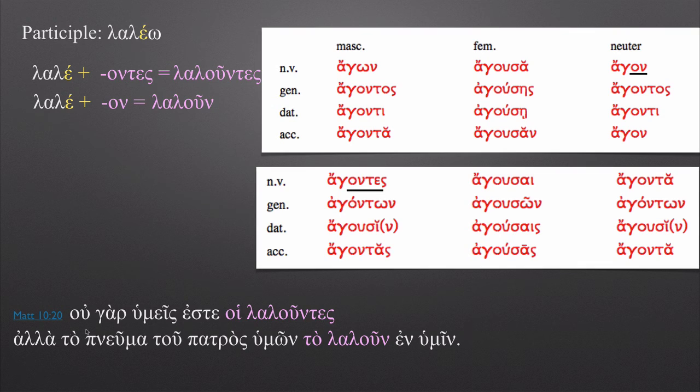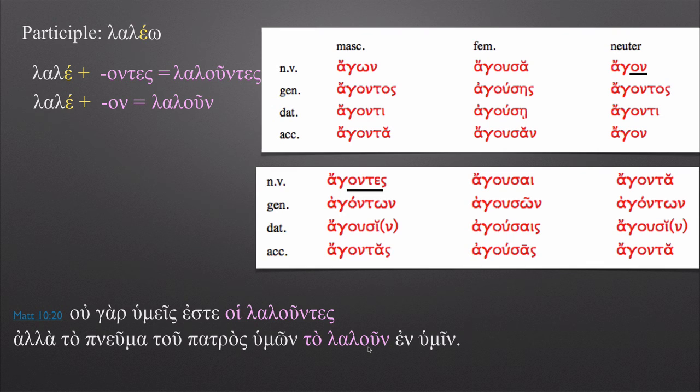And now we're going to get the neuter version, but it is the pneuma, the spirit of your Father, which is to laloun, which is speaking in you. So this is just a chance to have a look at how contract verbs will give us forms that do look a little different. Laloun is the neuter participle instead of agon. If it's a non-contract verb, with an epsilon contract verb, we're going to get oun.